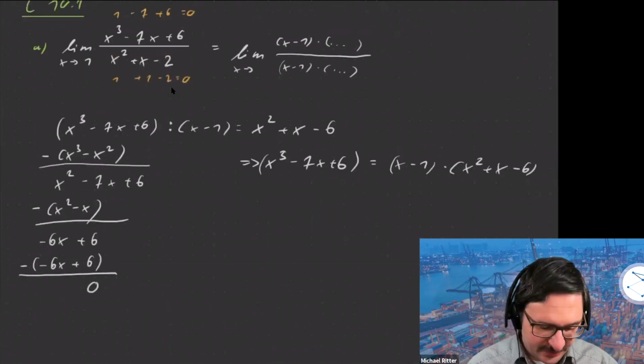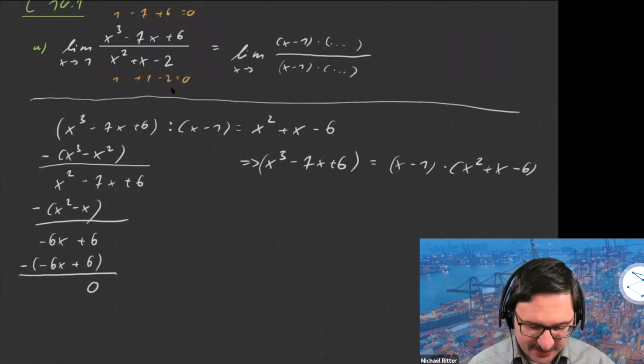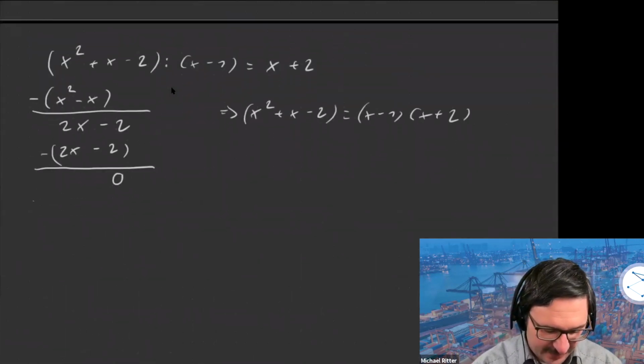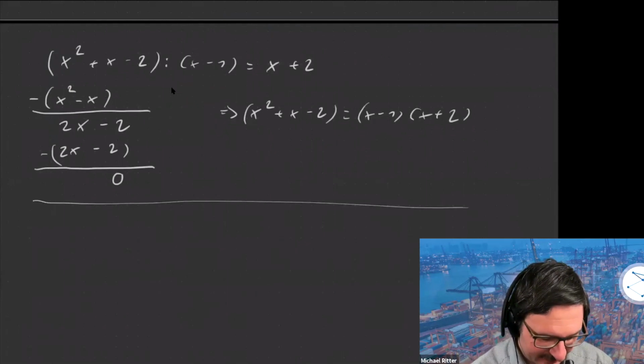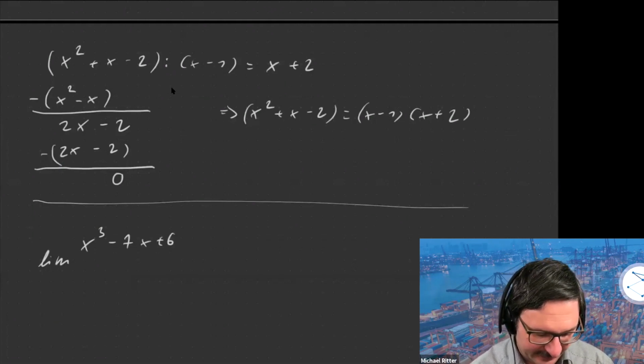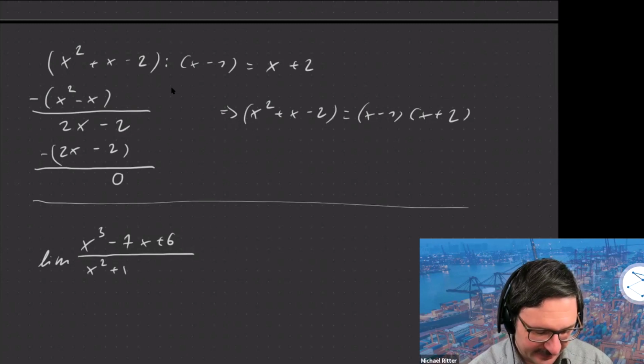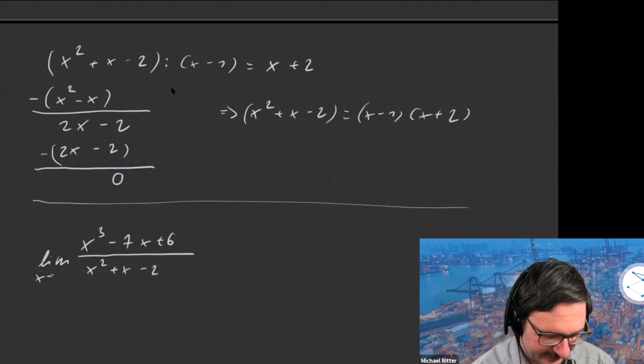Okay, and now we are ready to put this all together. So basically, after this little intermission here, we have our limit. Let me write that down again. Limit of x to the third minus 7x plus 6 over x squared plus x minus 2 as x tends to 1.